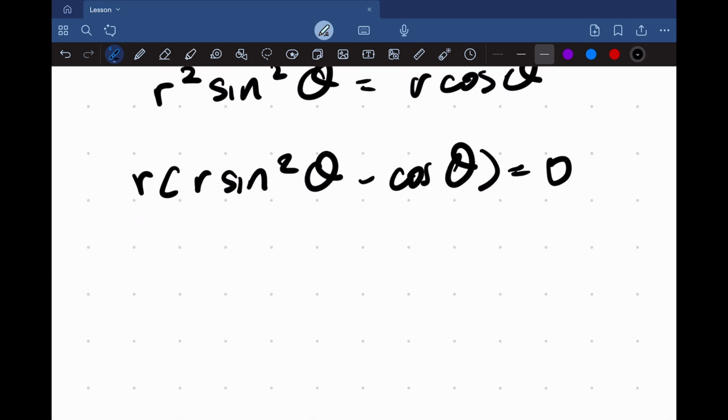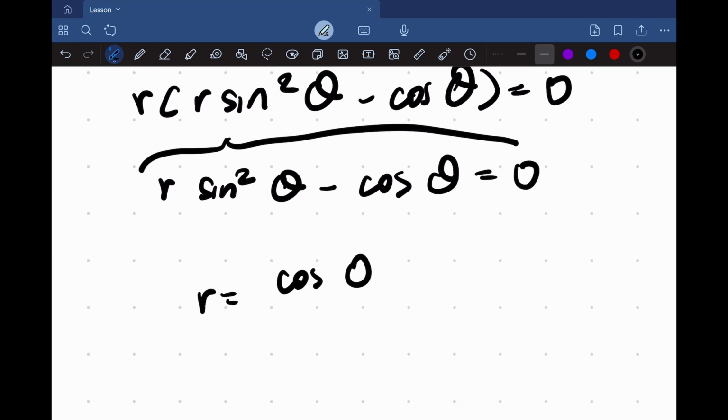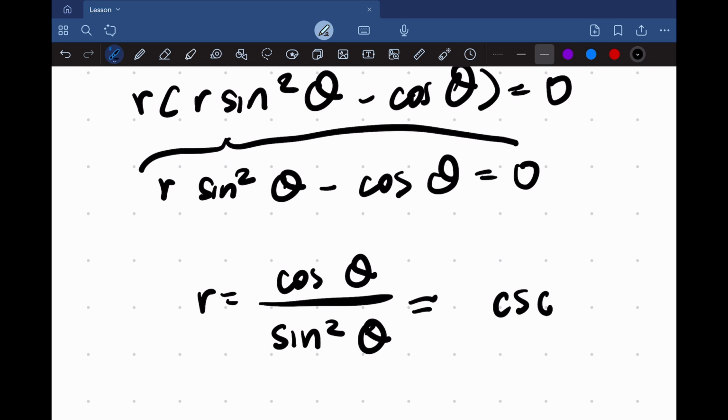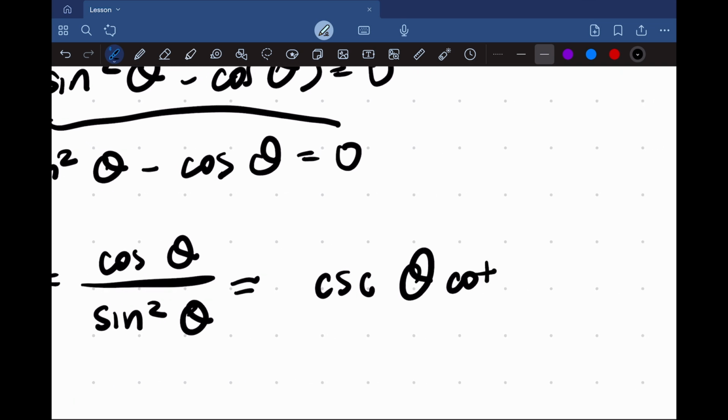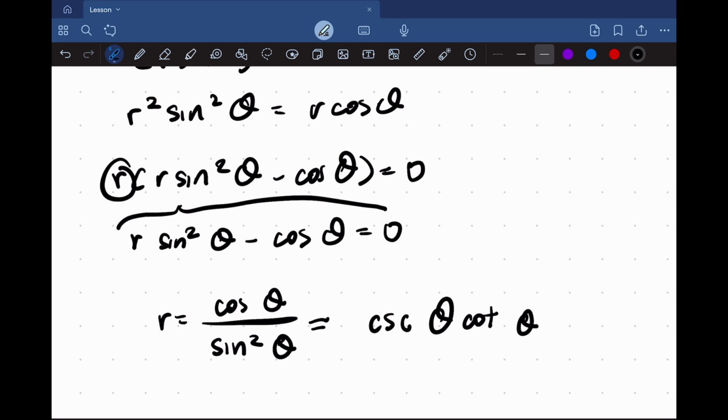Now we can get two solutions from this. So we can get r sine squared theta, let's do this step first. So this is from here. And r equals cosine theta over sine squared theta, or that can also be represented as cosecant theta cotangent theta. So where did this r go? Nothing is lost, because r equals 0 in this scenario, which is just a point.